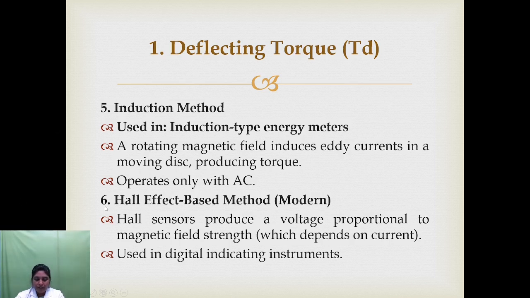Next is the Hall effect. Hall sensors produce a voltage which is proportional to the magnetic field strength, so it depends upon the current. It is used in digital indicating instruments. The current flows through a thin strip of metal or semiconductor called a Hall element. When a magnetic field is applied perpendicular to it, the charge carriers are deflected and it induces a voltage. That is called the Hall voltage. The output voltage is proportional to the strength of the magnetic field. That effect is called the Hall effect.